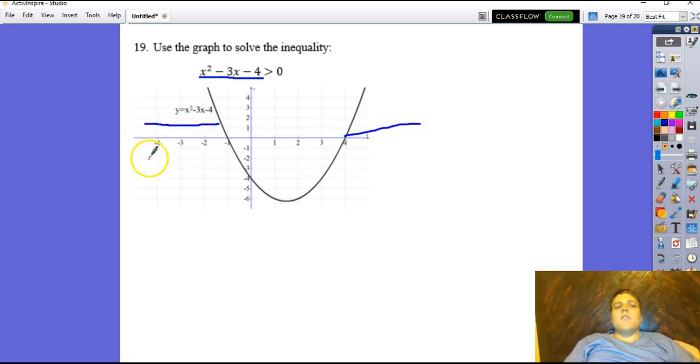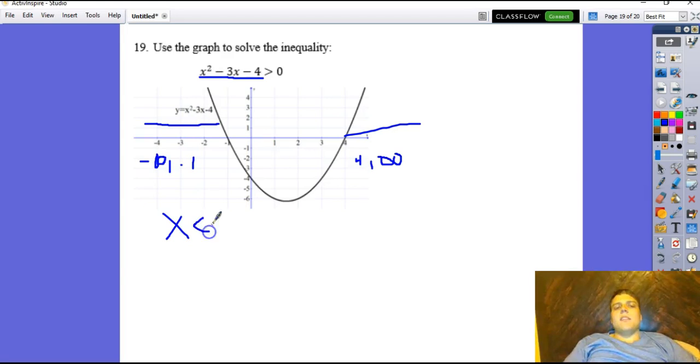So basically, the x values coming from negative infinity all the way to -1 make it bigger than 0, and all the x values from 4 to infinity make that true. So you might get two statements that look like this.